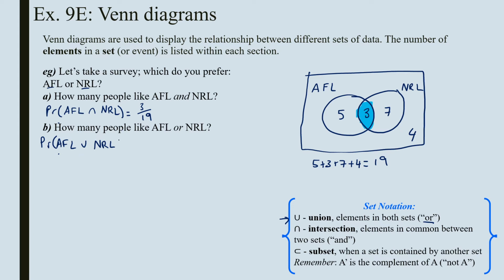So what is the probability that I select someone who likes AFL or NRL? Well, I'm now looking at, do they like AFL or do they like NRL? And that includes the people who like both, okay? Because if they like both, well, they like AFL and or NRL, okay? So I'm looking at the whole big section of that Venn diagram, okay? So what I have is a total of 5 plus 3 plus 7 is 15 out of 19. And again, that doesn't simplify, so we'll leave it as a fraction.